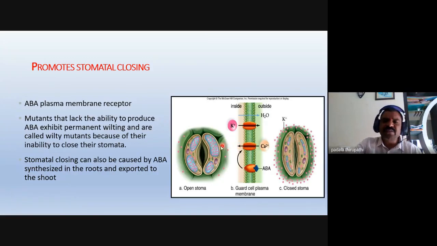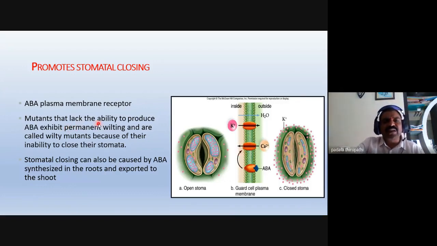Calcium ions enter the guard cell whenever abscisic acid induces the entry of potassium ions. At the same time, as calcium ions enter the guard cell, potassium ions and water molecules move out from inside to outside, and then the stomata close down.